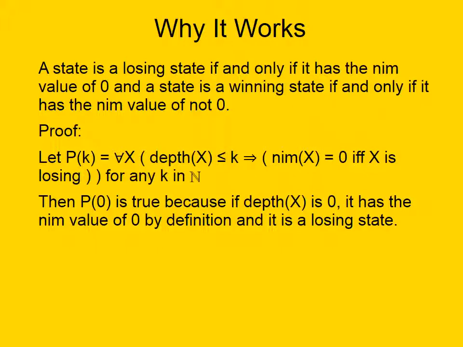Why does it work? A state is a losing state if and only if it has the nim value of 0, and a state is a winning state if and only if it has the nim value of not 0. Here is the proof. Let P(k) be: for all x, if the depth of x is less than or equal to k, then nim(x) is equal to 0 if and only if x is losing, for any k in natural numbers. Then P(0) holds, because if the depth of x is 0, it has the nim value of 0 by definition and it is a losing state.